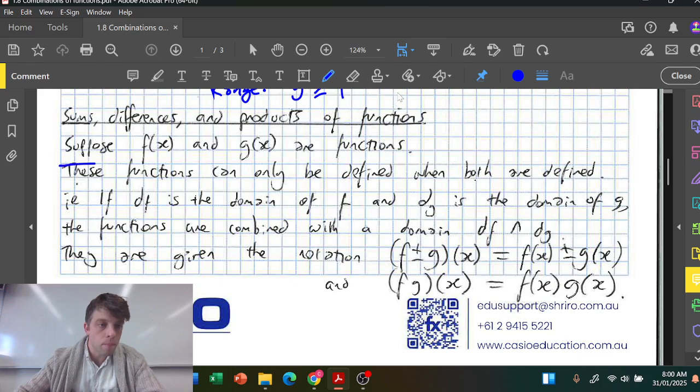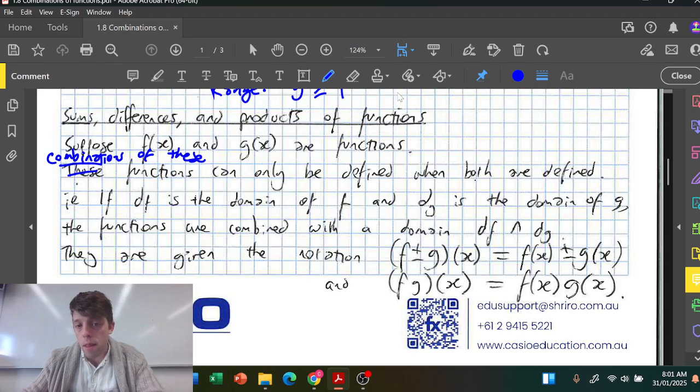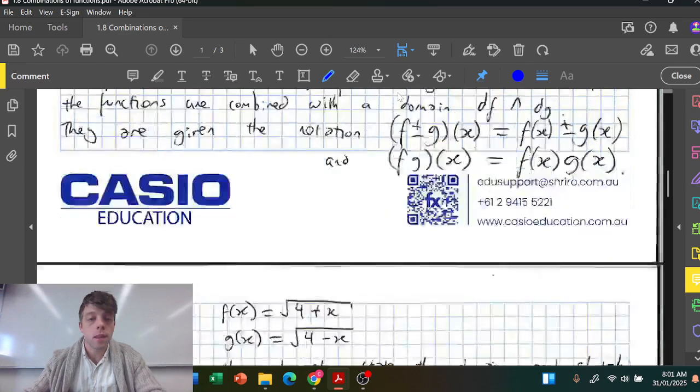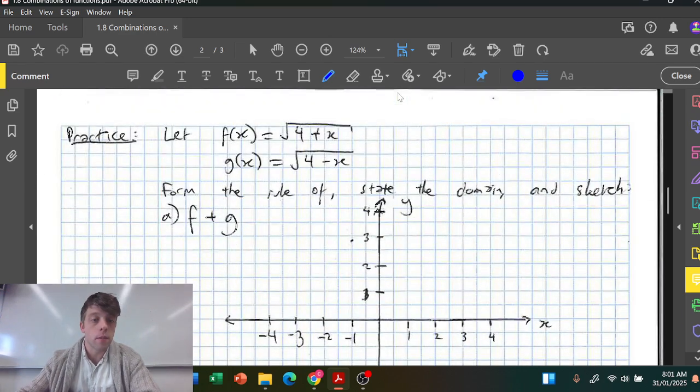So let's say combinations of these functions can only be defined when both are defined. So for example, if D of f is the domain of f and D of g is the domain of g, the functions are combined with a domain of the intersection between those two domains. So in other words, where the two domains overlap. This is given the notation f plus or minus g, which can be written like this, or if we're multiplying them, it can be written like this. So the best way to do this is through a couple of examples.